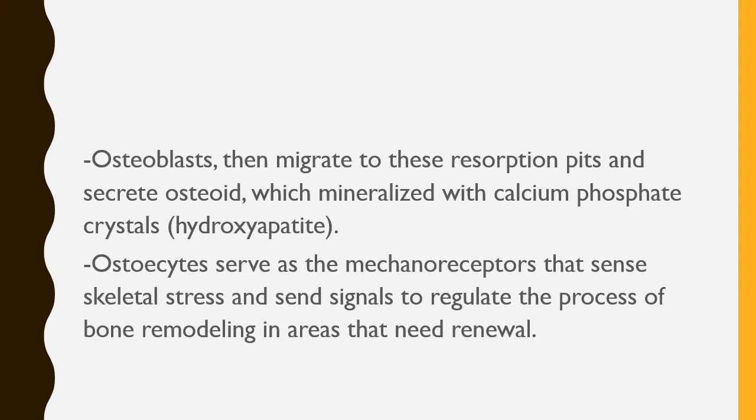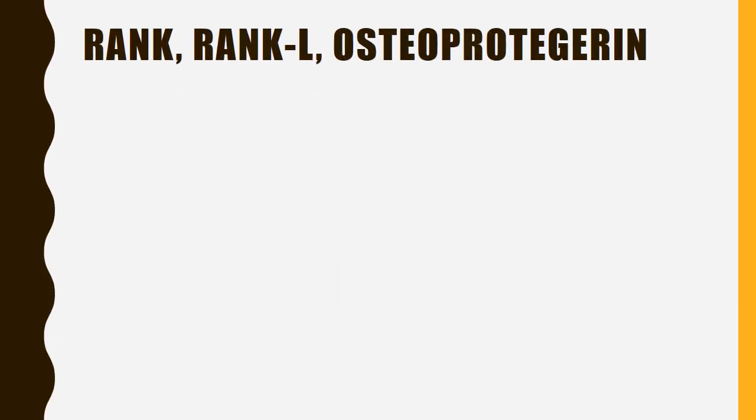There is another cell which is called osteocyte. Osteocytes serve as mechanoreceptors that sense skeletal stress and send a signal to regulate the process of bone remodeling in areas that need renewal. So it is an orchestra between osteoclasts, osteoblasts, and osteocytes. One resorbs the bone, one forms calcium crystals, and the third one is a mechanoreceptor.